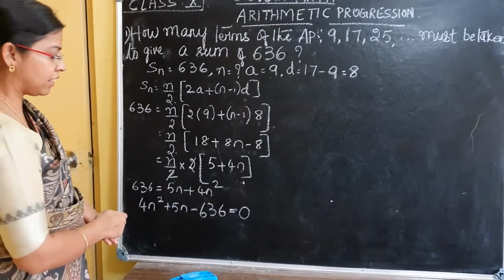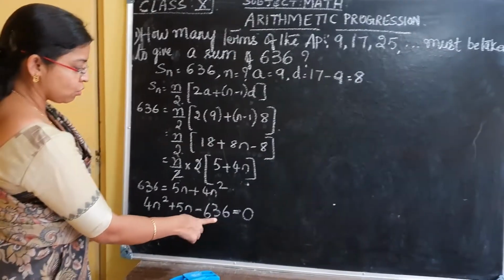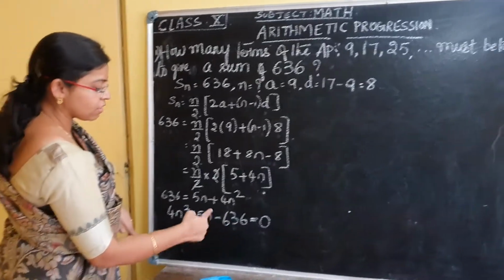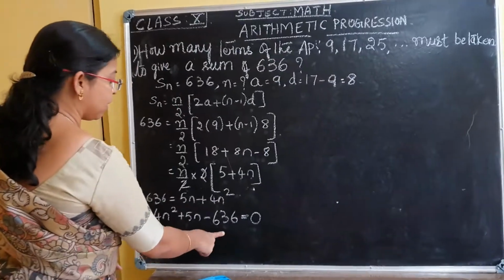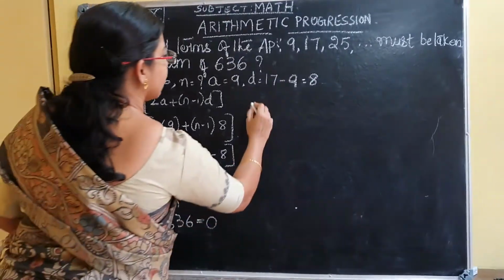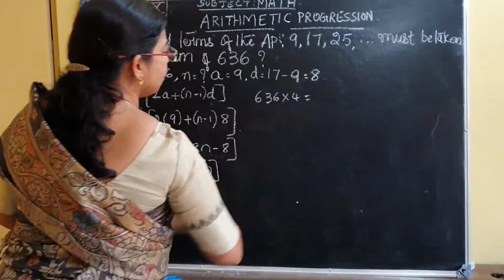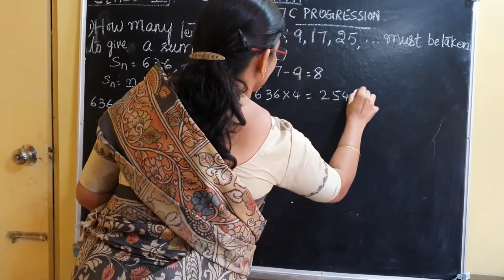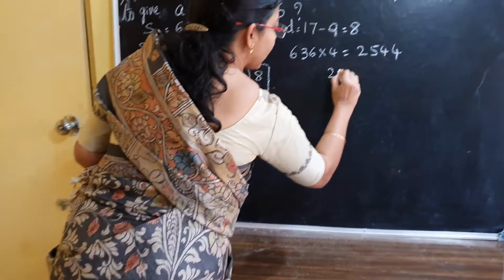So how do we do the factorization? We'll have to select two numbers whose product is 636 into 4, and when you add or subtract you should get the value 5. So first we will multiply 4 into 636. 636 into 4 will give you 2544, and so we need to factorize this number.